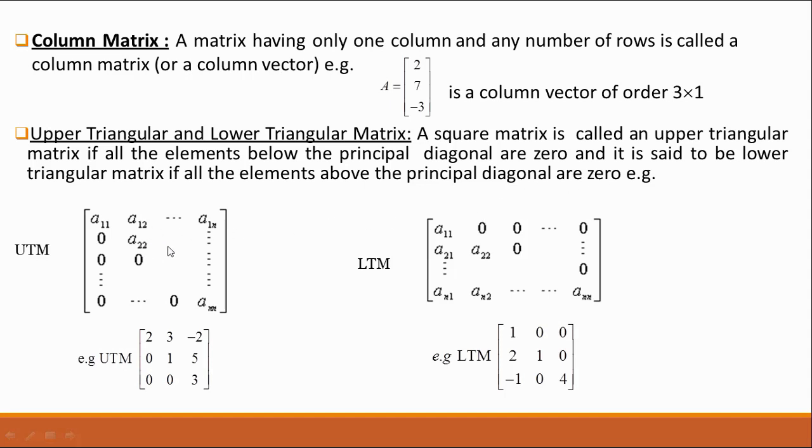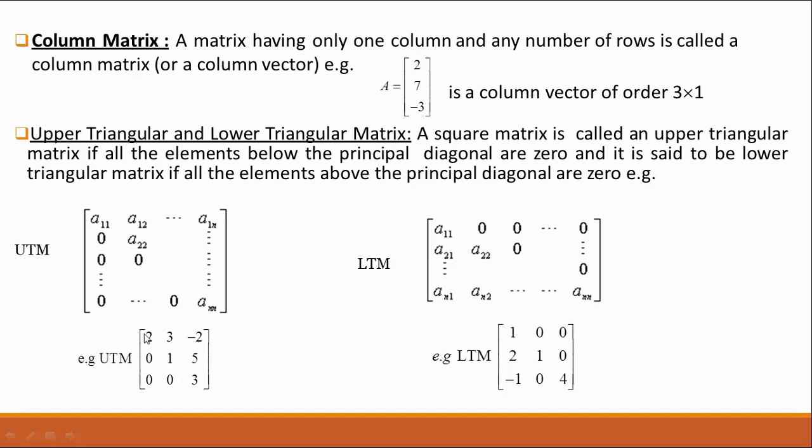This is the general form of an upper triangular matrix. In this upper triangular matrix, we see that all the elements below the principal diagonal are 0. So this matrix is called an upper triangular matrix, and this is the general form of a lower triangular matrix. In this matrix, all the elements above the principal diagonal are 0. So this matrix is a lower triangular matrix.